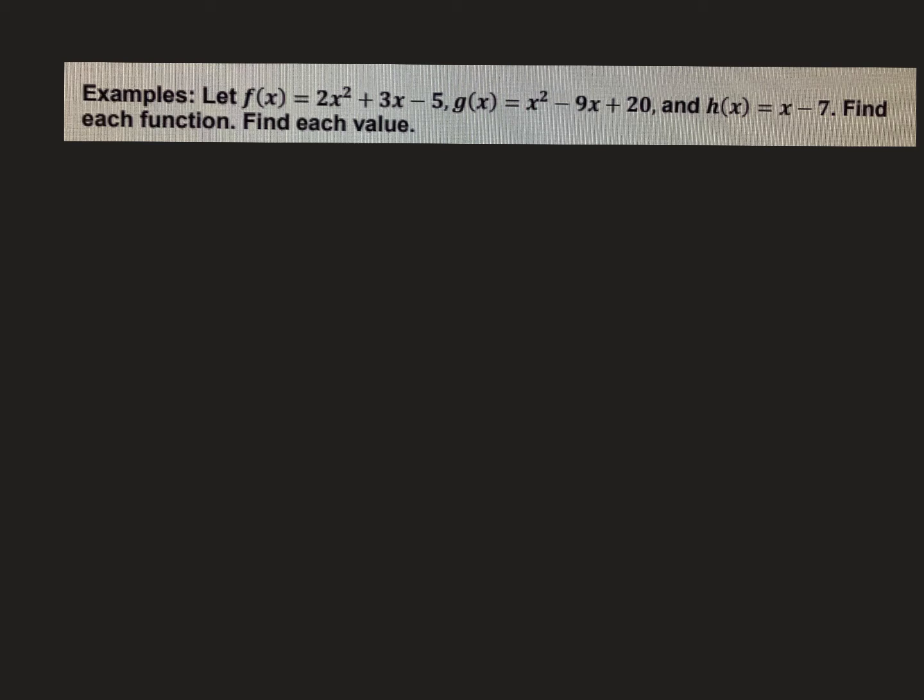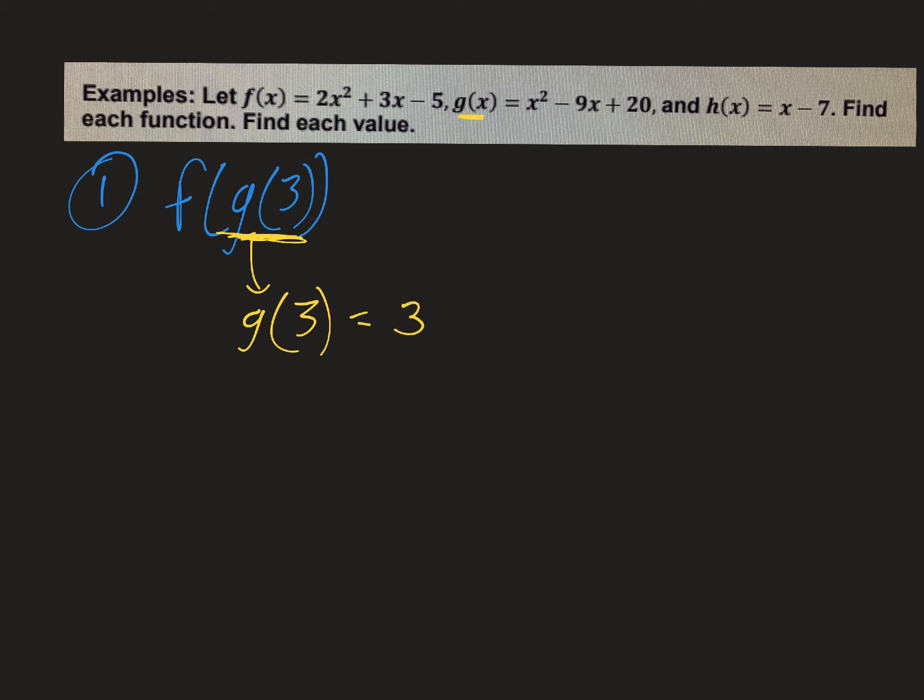So the first one I see is number 1, f of g of 3. And that's exactly how we read it: f of g of 3, from the outside inward. The best way to solve these, in my opinion, is to start from the inside, right here, g of 3. So how can I find g of 3? Well, they've told us what g of x is up here. All I'm going to do is take that function and plug in my 3. So 3 squared minus 9 times 3 plus 20.